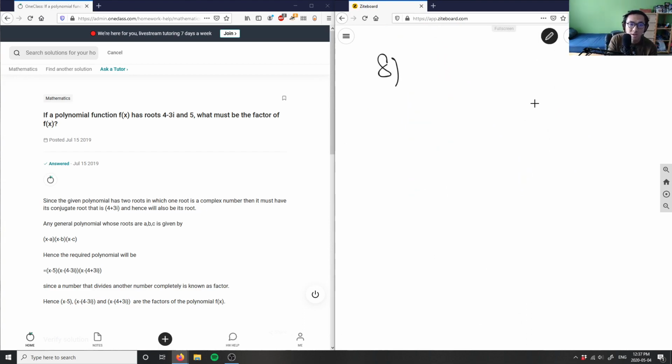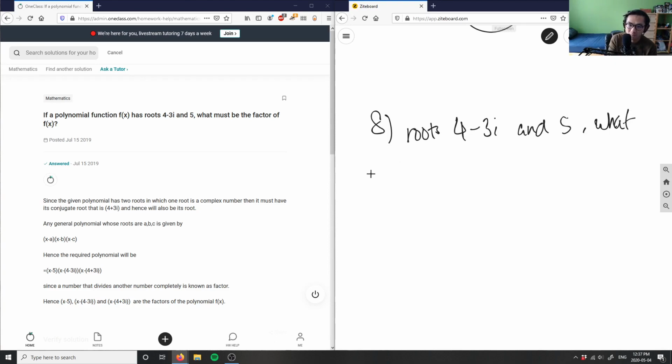So if a function has the roots, let me list the roots here. The roots are 4 minus 3i and 5. So it's asking what must be a factor of f of x here.